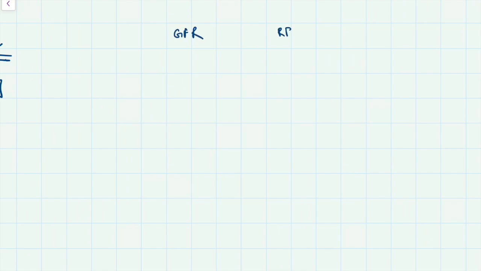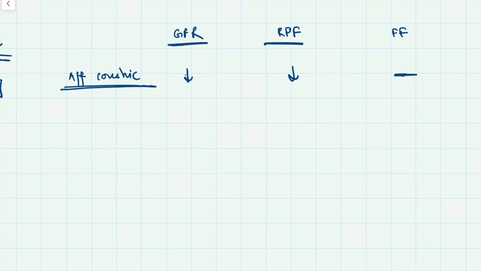GFR, renal plasma flow, and filtration fraction, which is nothing but a ratio of the two. So, when the afferent arteriole constricts, right, we remember that dilation leads to increase in GFR. So, constriction would lead to a decrease in GFR. Constriction always leads to a decrease in renal plasma flow, but the filtration fraction would be constant because the ratio is not affected. Next is afferent arteriole dilatation. In that case, the GFR will increase, renal plasma flow will increase, but again the filtration fraction is normal.